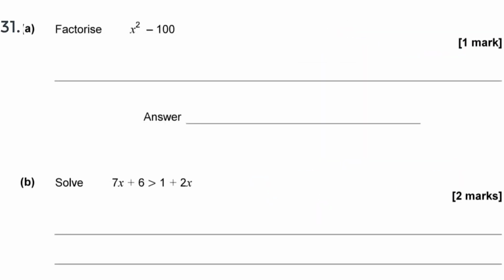Factorize x squared minus 100. Now you should spot immediately that this is the difference of 2 squares. It's a very well known type of quadratic, crops up a lot. So I already know what this is going to look like. It's going to be 2 brackets like this, and the square root of x squared is x, so I'm going to have an x here and here. The square root of 100 is 10, so I'm going to have a 10 here and here. And then I'm going to have a plus in that one and a minus in that one.